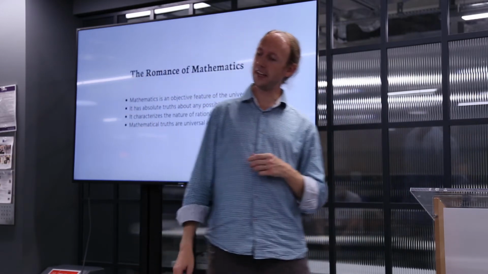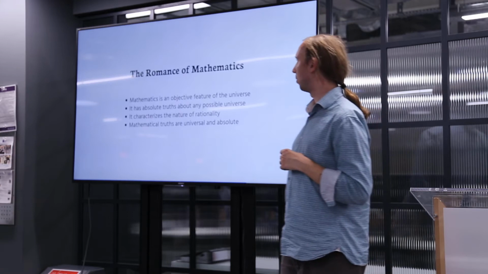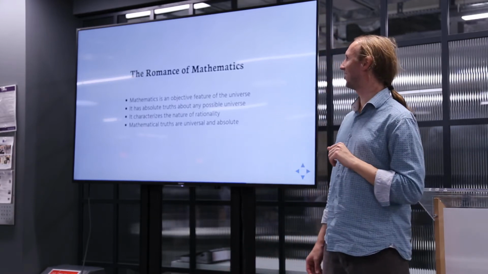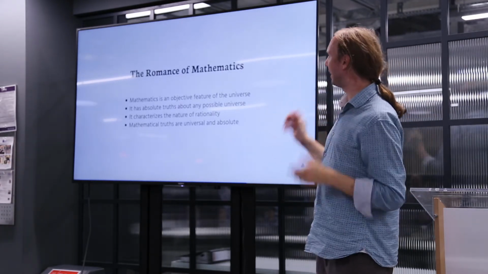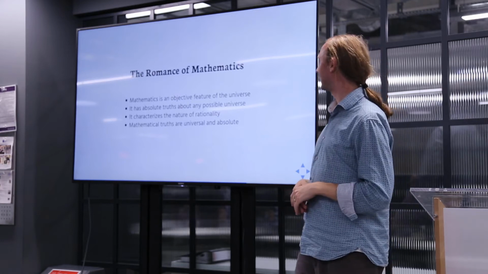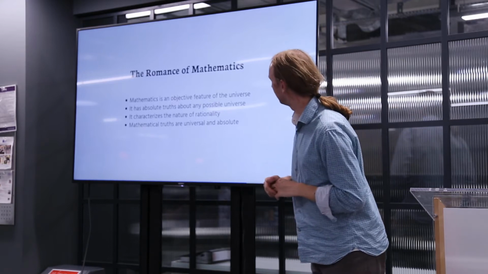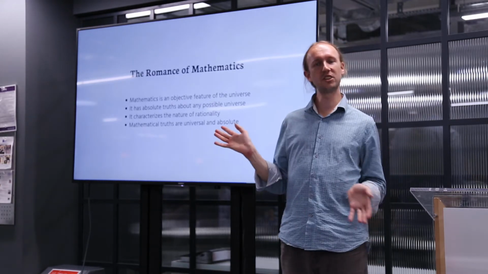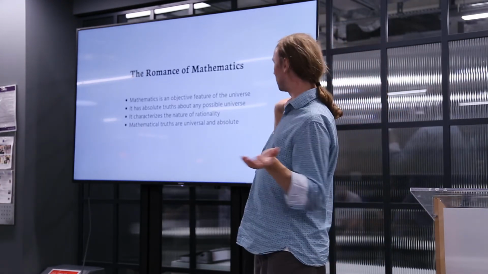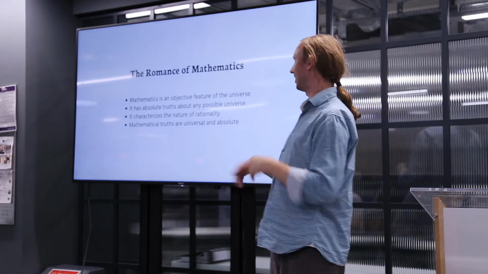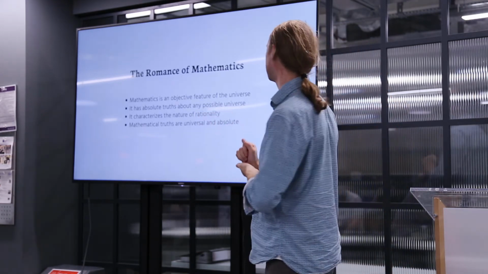So the one thing that the book tries to explain, and explain why it's not true, is the romance of mathematics. The romance of mathematics is this idea that mathematics is an objective feature of the universe. It's actually not just that. It's an objective feature of all possible universes, just to be sure. It produces absolute truths that are true in any possible universe. Hence the aliens will have lambda calculus.